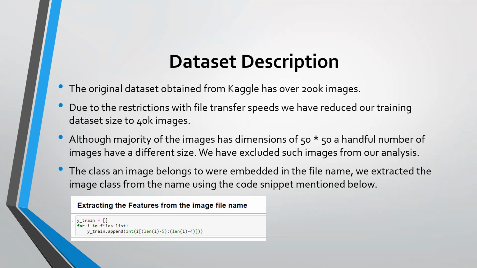The original dataset is obtained from Kaggle, which had over 200k images. Considering the file transfer speed, we reduced our training dataset to around 40k images. Even though the majority of the images have dimensions of 50 by 50, a handful of images have a different size. We have excluded such images from our analysis. The class an image belongs to was embedded in the file name. We extracted the image class from the name using the code snippet mentioned below.